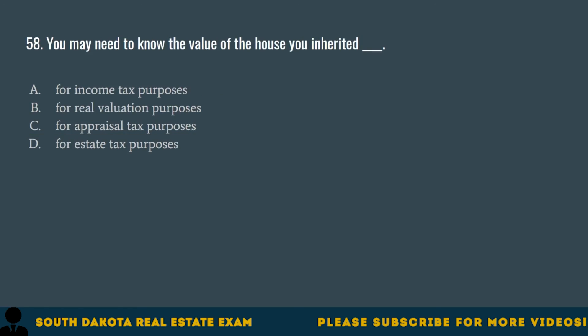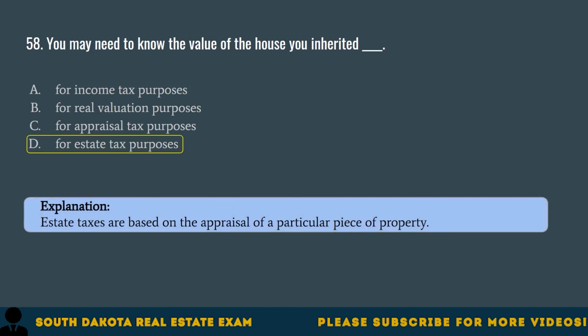Question 58. You may need to know the value of the house you inherited: A. For income tax purposes. B. For real valuation purposes. C. For appraisal tax purposes. D. For estate tax purposes. The correct answer is D. For estate tax purposes. Estate taxes are based on the appraisal of a particular piece of property.